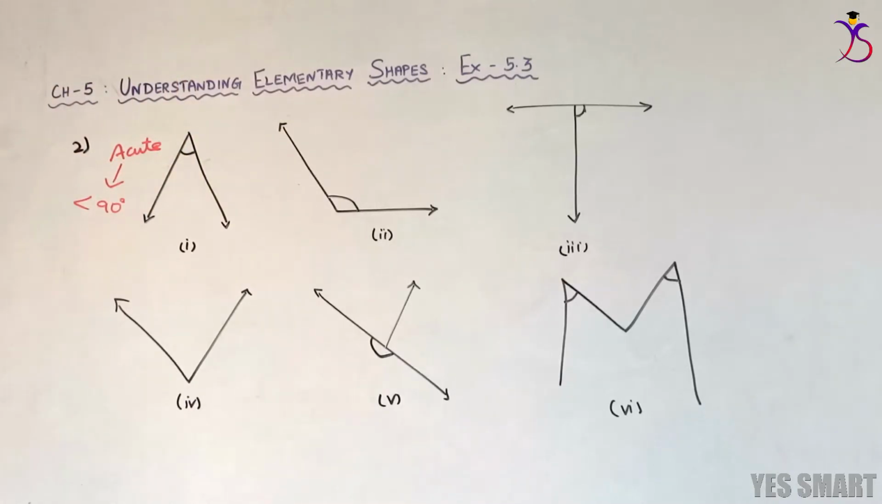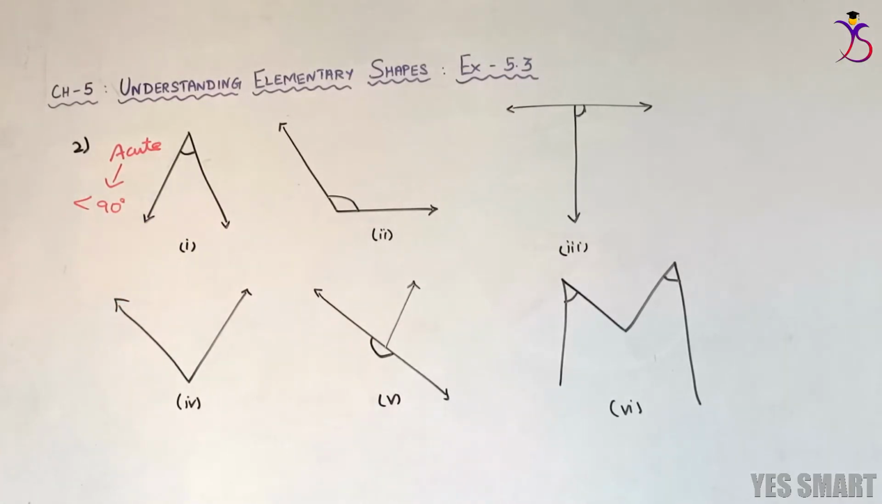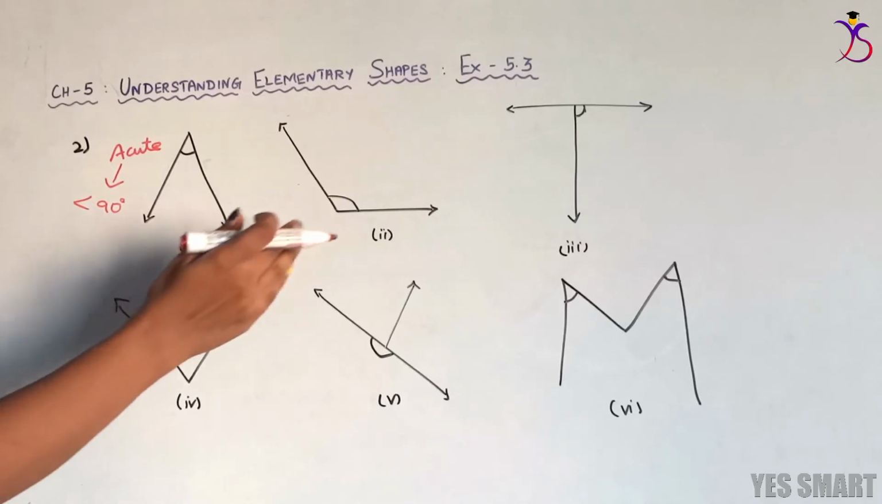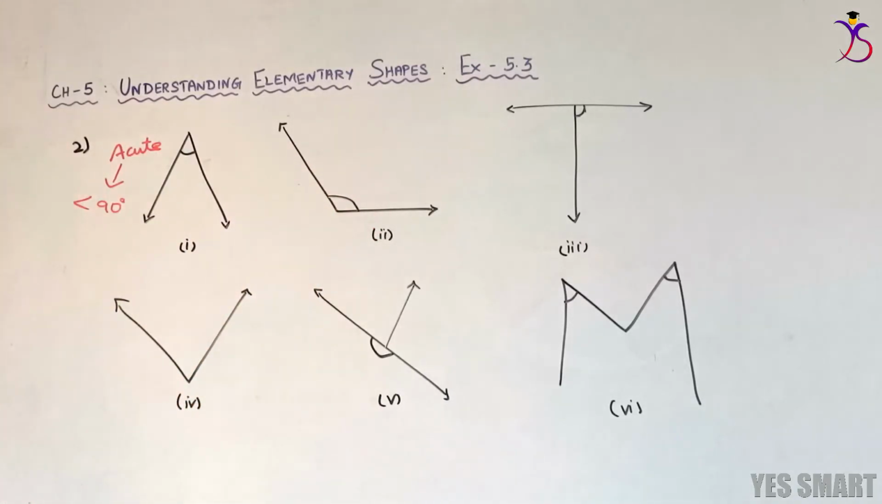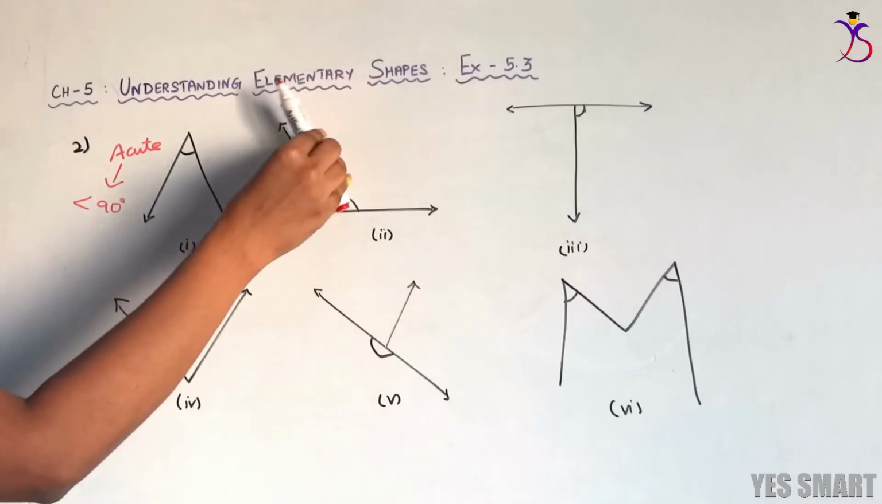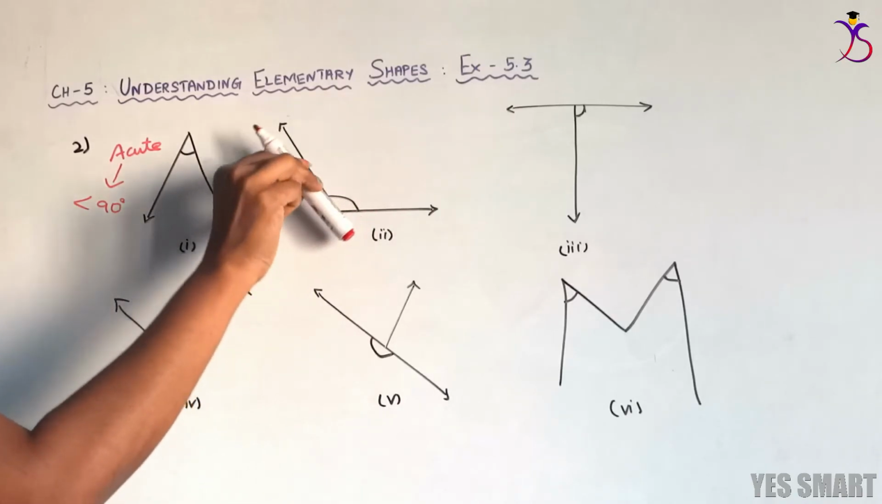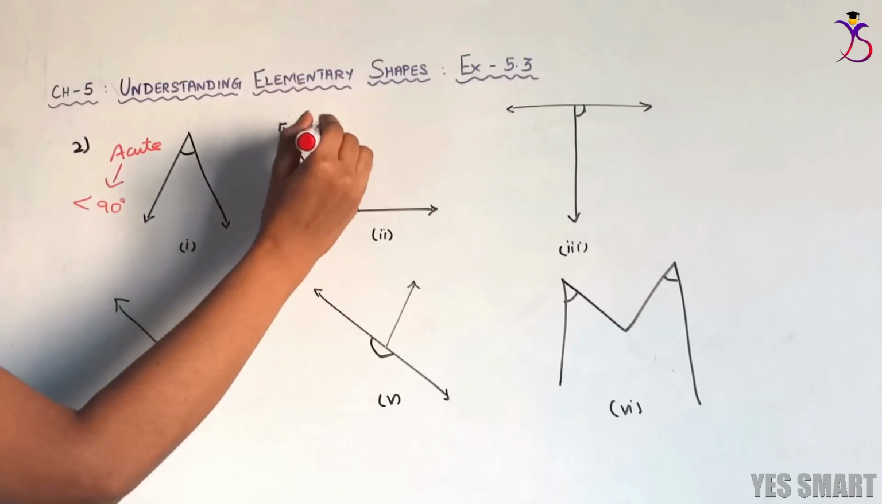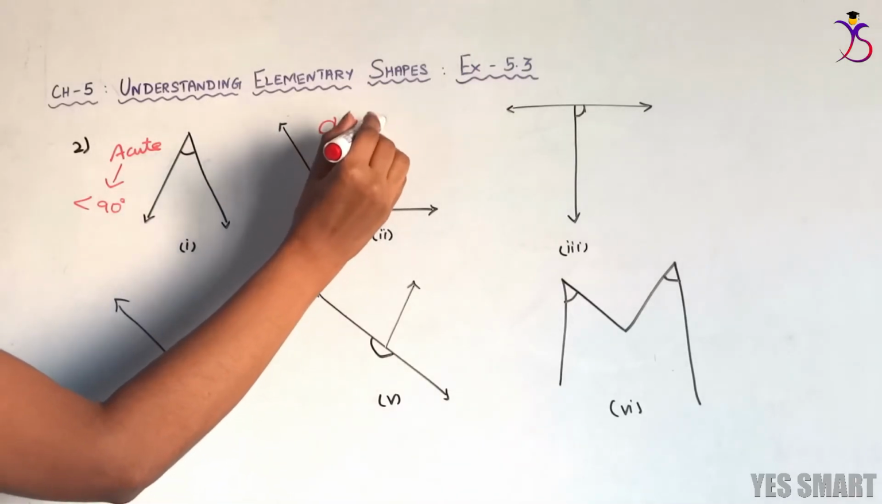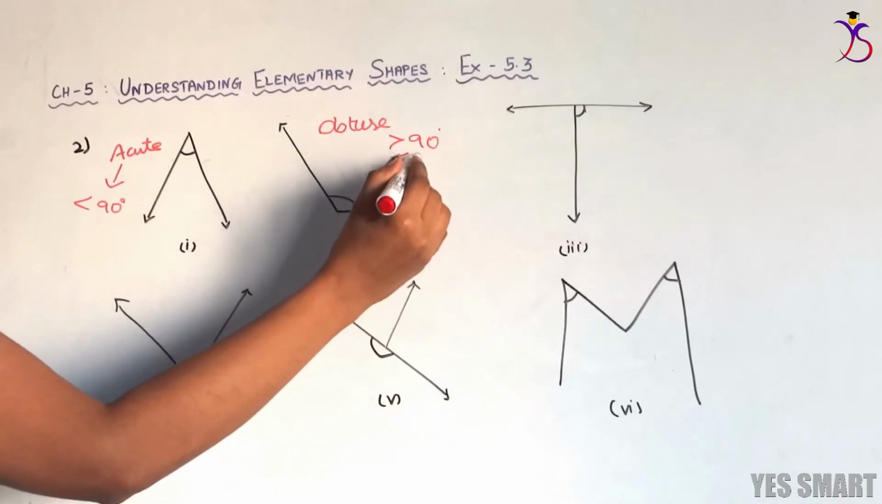Now the second one, this is an obtuse angle. This is because an obtuse angle is always greater than 90 but less than 180. If it is like this, it is 90 degrees but it is greater than 90. Therefore it is an obtuse angle. Similarly, it is not 180. 180 is a straight angle. It is less than that. Therefore it is obtuse, because obtuse is always greater than 90 and less than 180.